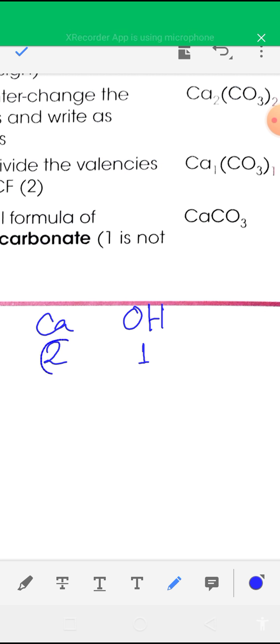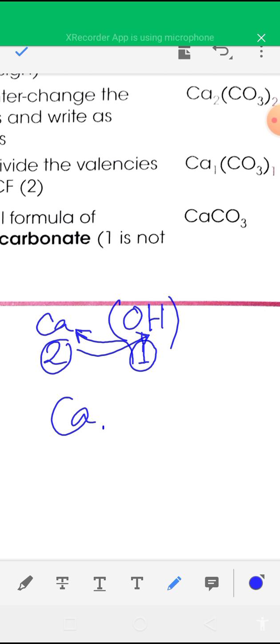In the next step you have to write the valency just below the symbol. In the next step we have to exchange their valency. As OH is a polyatomic ion, you have to give a bracket. So after exchanging valency you have to write the valencies as subscripts.